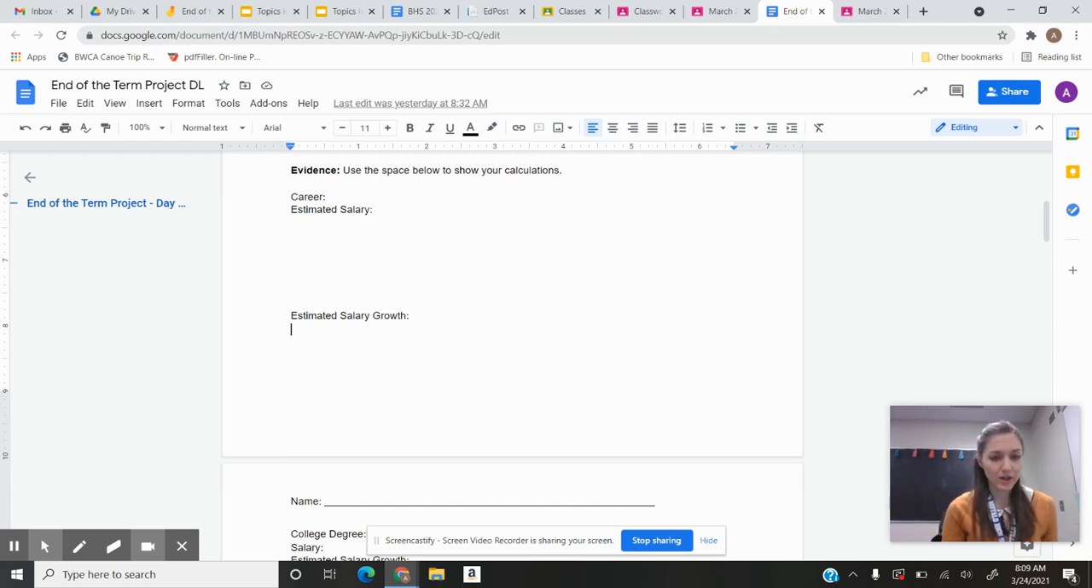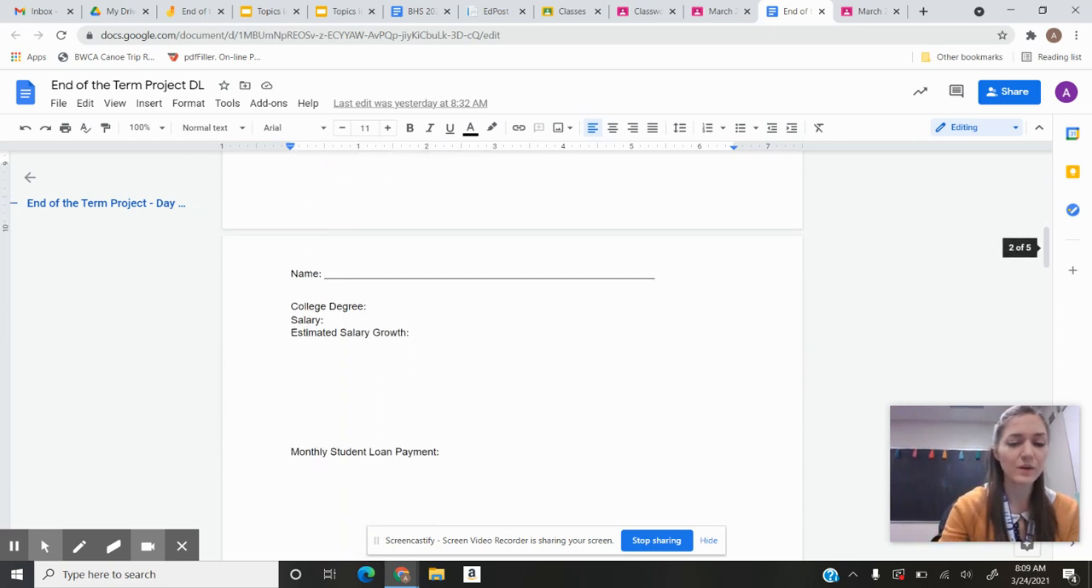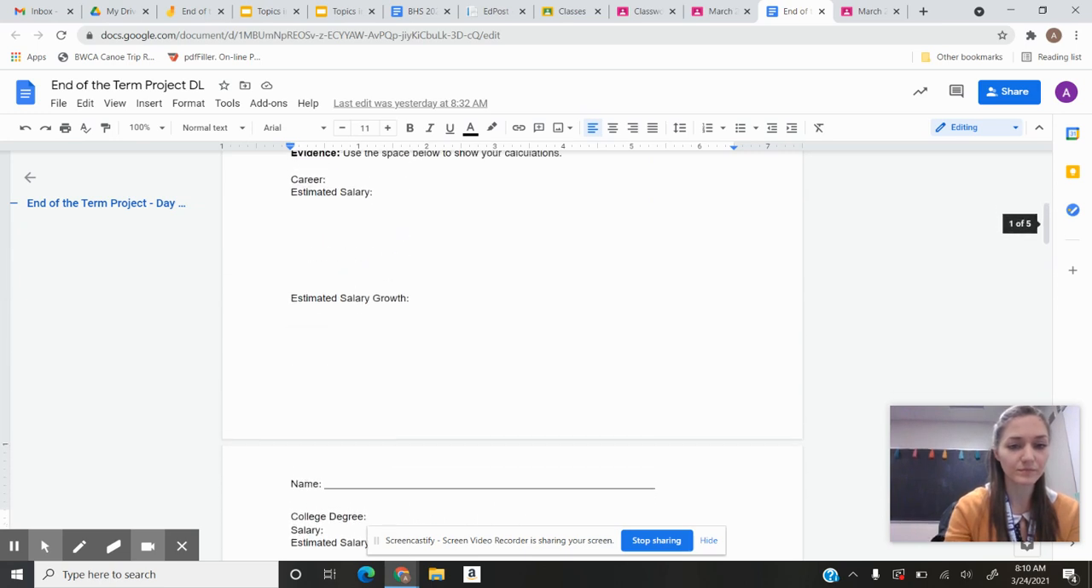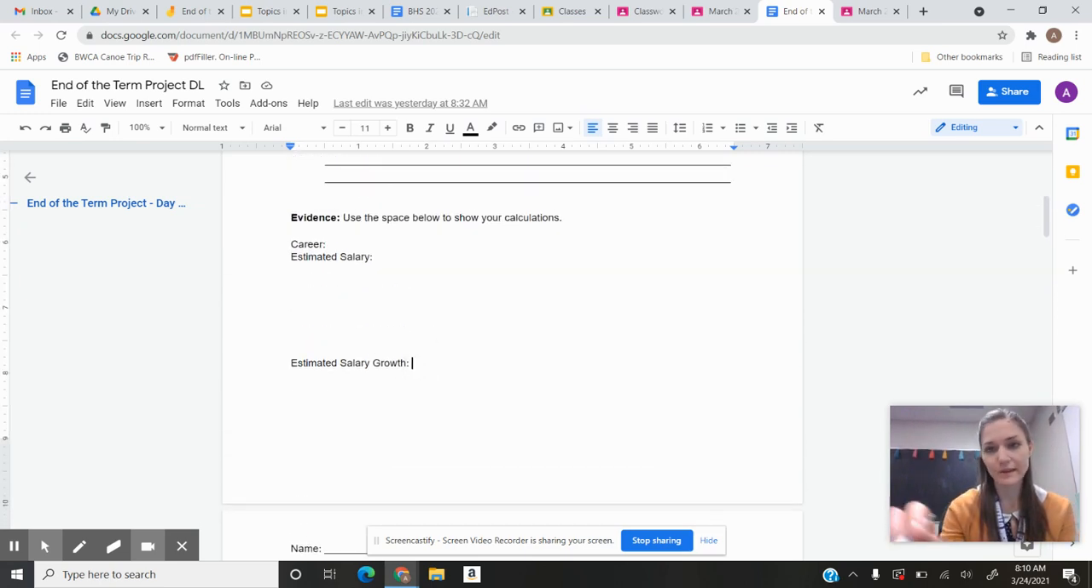So when you get a job, usually they increase your pay per year or every couple of years to keep up with inflation, and if you're doing a good job, to keep you at that job. So we're going to go ahead and calculate your estimated salary growth for this career that does not require a college degree if you were to work at that job for 10 years. The reason why we're doing 10 years, I know that seems like a really long time to stay at a job, is because it'll make it easier to compare with this college degree part.